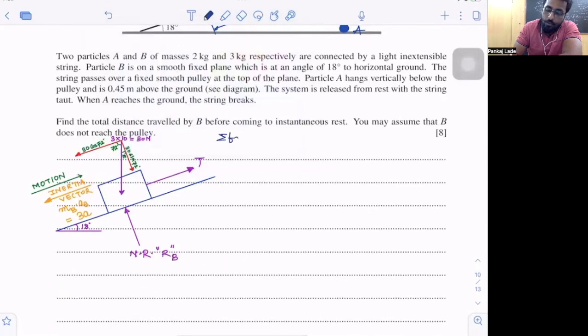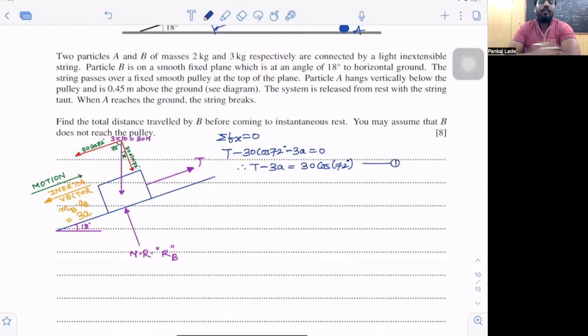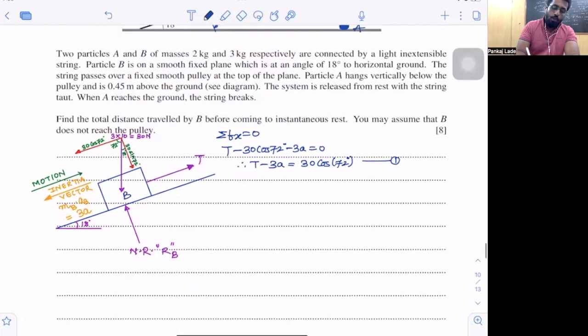So when I take summation of Fx equal to 0, what do I get? T is going up the plane, taken positive. 30 cos 72 is going down the plane, so minus 30 cos 72 degrees, right? And the inertia vector is also going down the plane, so minus 3a, equal to 0. So I've got the equation T minus 3a is equal to 30 cos 72 degrees. That's my first equation, obtained from the FBD of particle B.